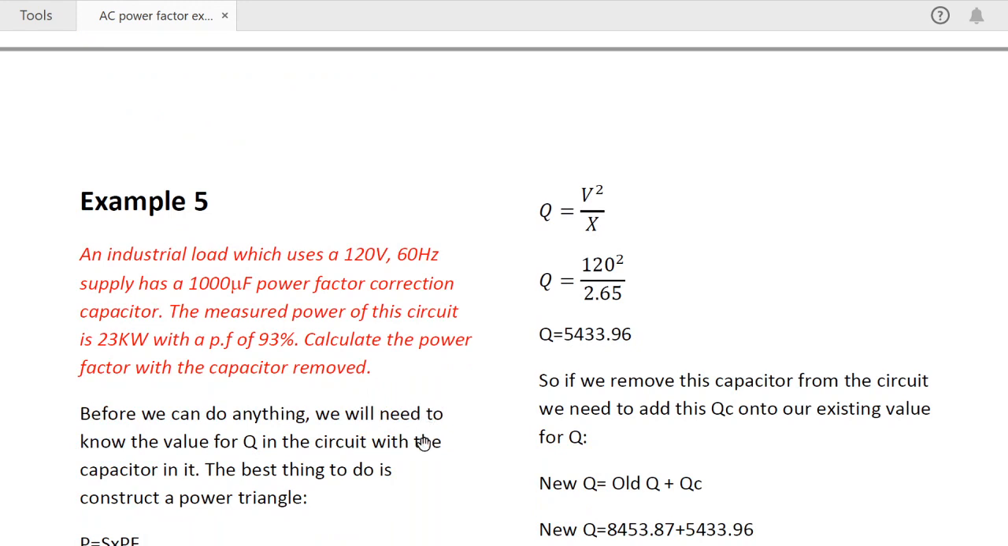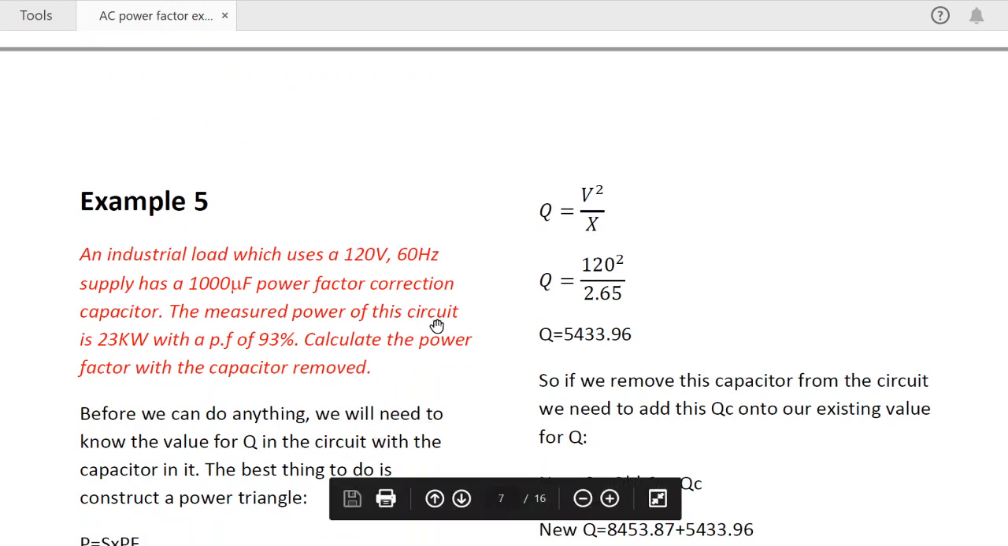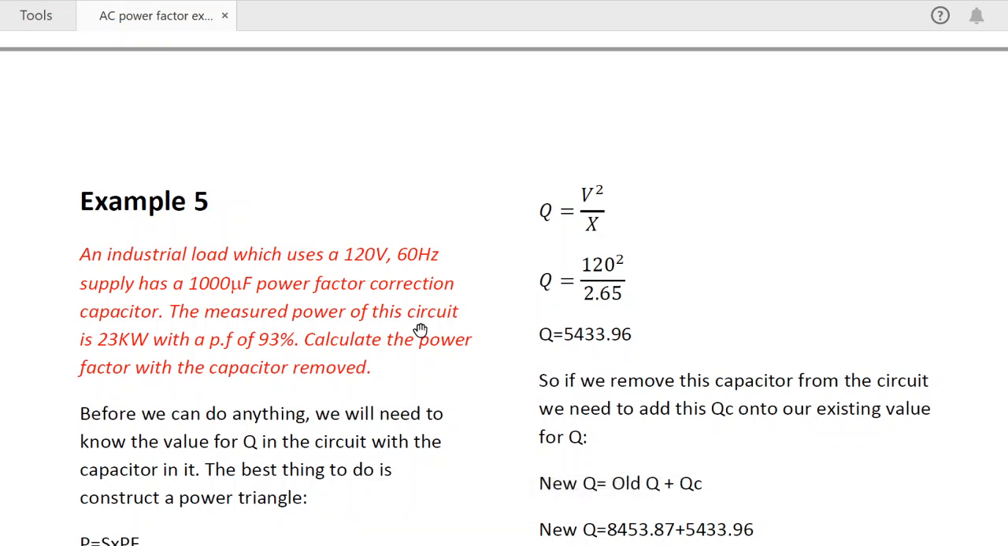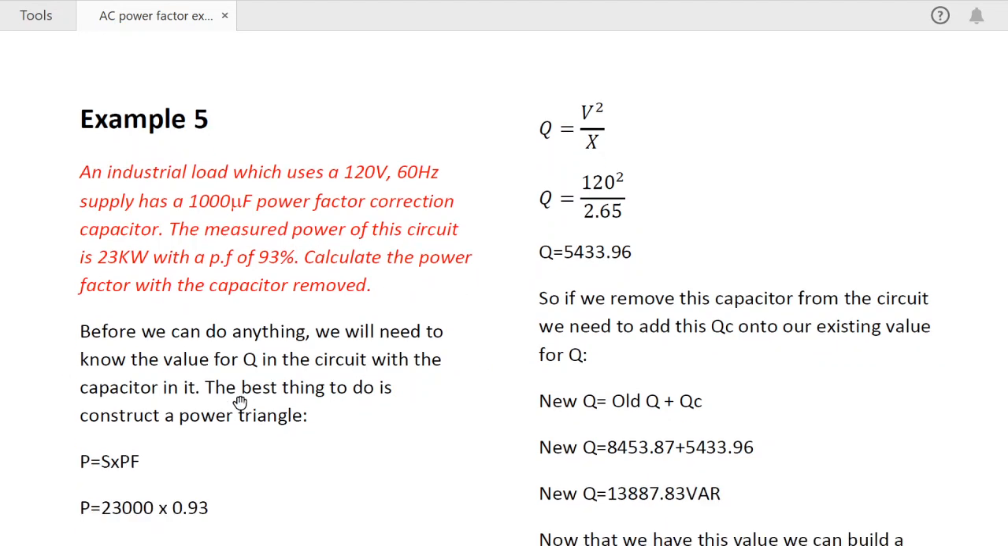Example number 5. An industrial load which uses a 120 volt 60 Hz supply has a 1000 microfarad power factor correction capacitor. The measured power of the circuit is 23 kilowatts with a power factor of 93%. Calculate the power factor with the capacitor removed. So now we're going to do it the other way around. We've now got a capacitor in there, and it's asking us to work out what the power factor will be if we took that capacitor out.